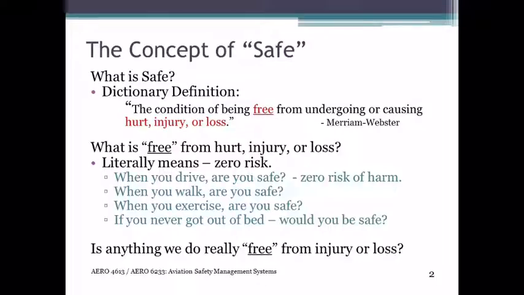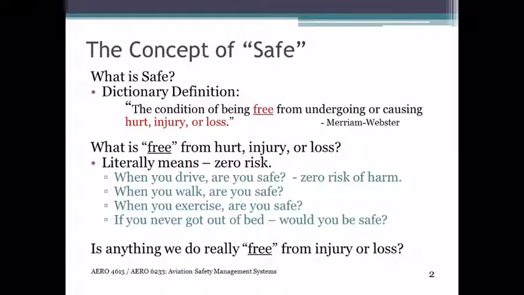So first of all, what is safe? The dictionary definition defines safe as being free from undergoing or causing hurt, injury, or loss. So that's free from receiving hurt, injury, or loss, or free from being liable of causing hurt, injury, or loss. However, we are in upper level education and the dictionary definitions can be a bit rudimentary for us. It requires some deeper digging. After all, are we ever free, 100% free from the potential of hurt, injury, or loss?